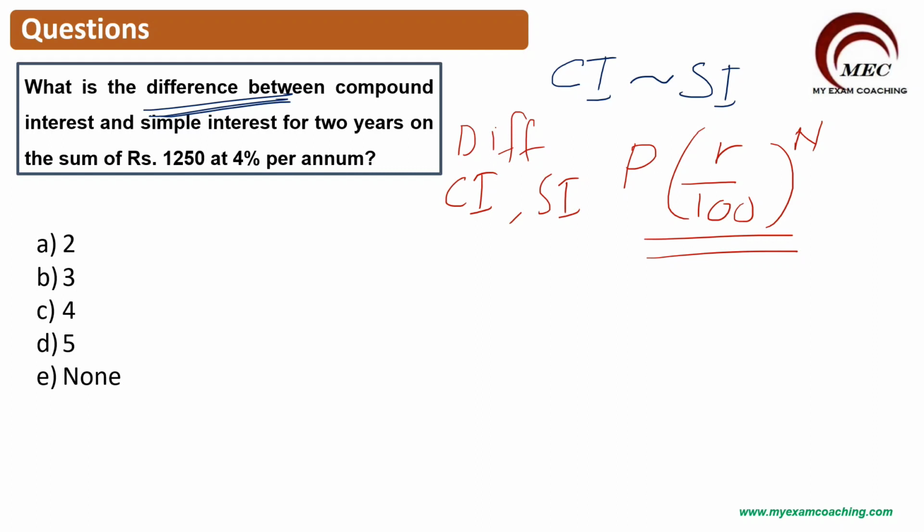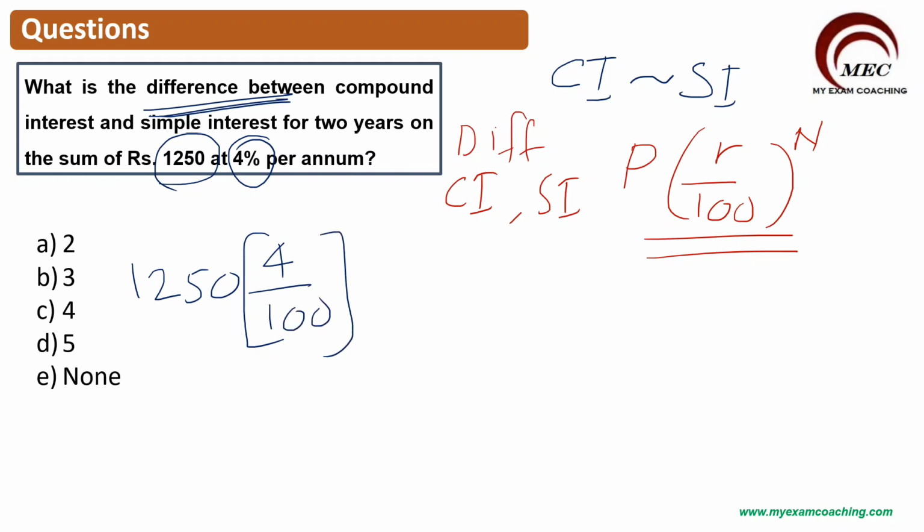So let us put the values here. What is given? What is P? P is 1250, a sum of 1250. So 1250 into R. R is the rate. What is the rate of interest? 4%. That means 4 by 100 power n. N is number of years. So how many years? 2 years. So power 2. So when I solve it, what I will get?